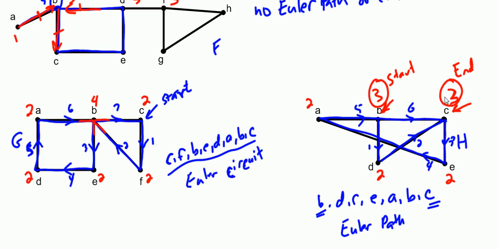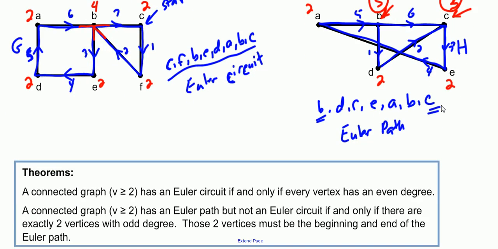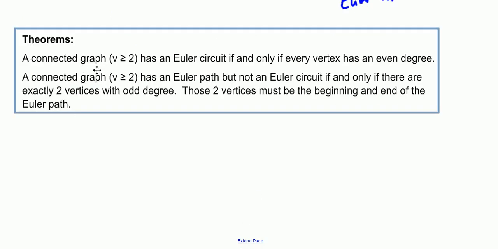Okay? So the theorems here are stated a little bit more clearly. A connected graph with at least 2 vertices has an Euler circuit if and only if every vertex has an even degree. A connected graph with at least 2 vertices has an Euler path, but not an Euler circuit, if and only if there are exactly 2 vertices with odd degree. Those 2 vertices must be the beginning and end of the Euler path.